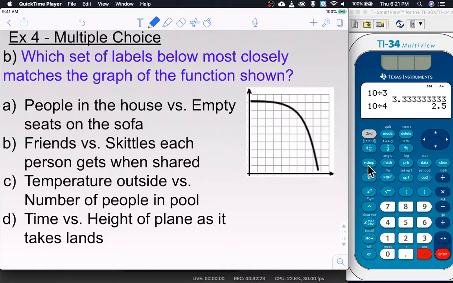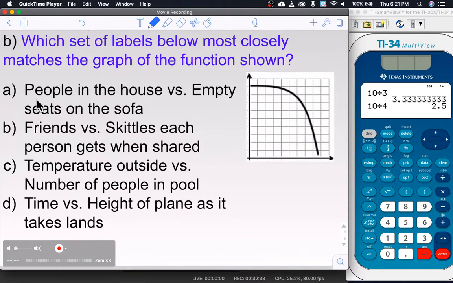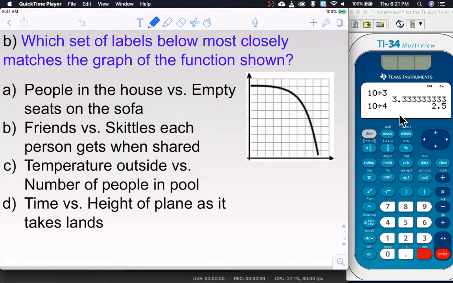Last question. Which set of labels below most closely matches the graph of the function shown? So here's your graph, and your job is to figure out which of these labels, A, B, C, or D, most likely fits this scenario. Okay, so I want you to pause your video. I want you to go through each of them and see if you can figure out which one most likely shows that graph.